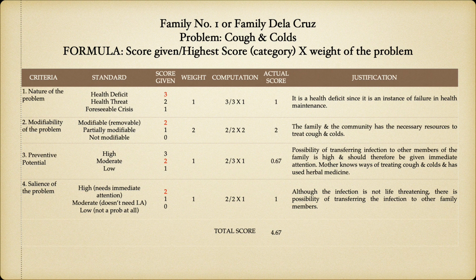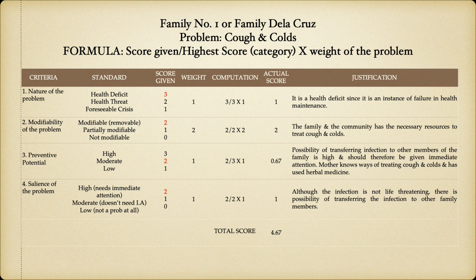So, we add 1 plus 2 plus 0.67 plus 1. So, we have there a total score of 4.67. Our perfect score is 5. So, therefore, if your computation is more than 5, it means that you did it wrong. If the score is nearing 5, like the one in our example, 4.67, then prioritize the problem.